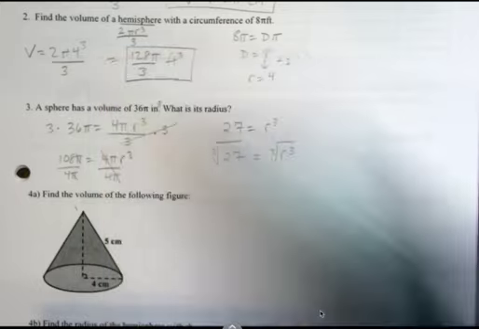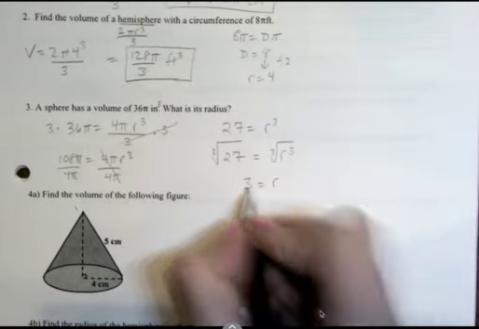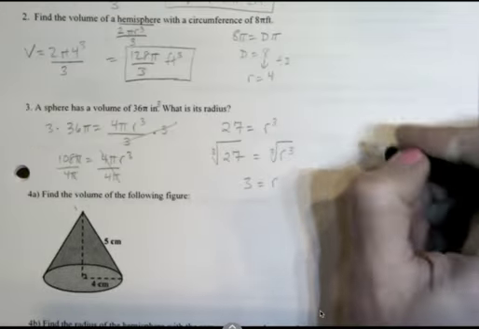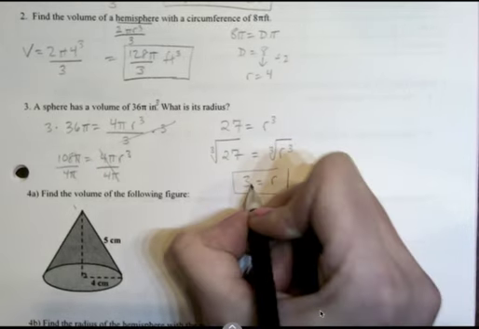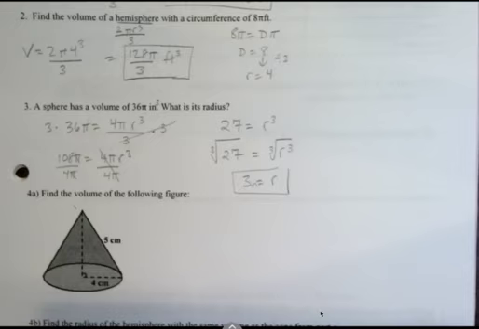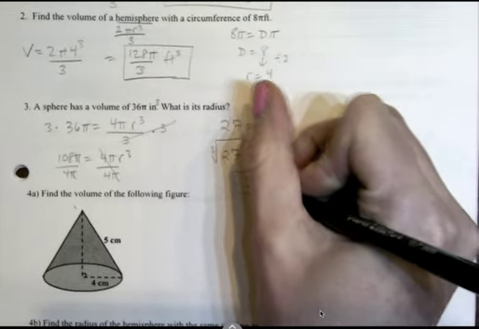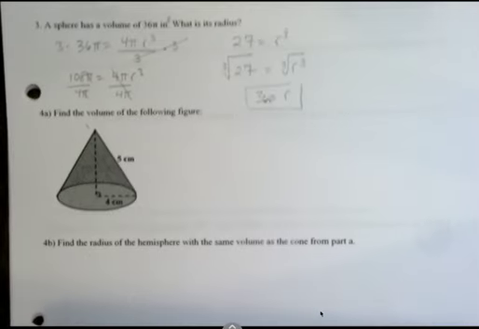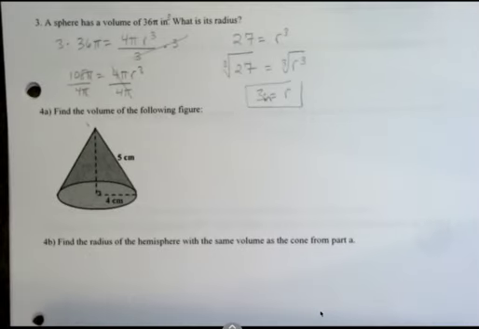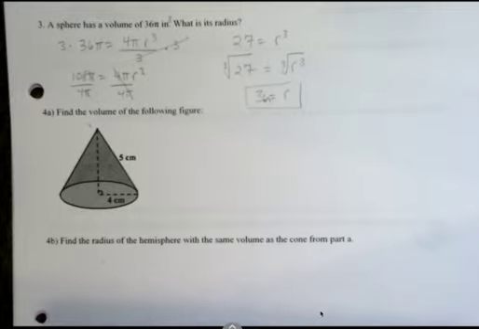So the cube root of 27 is 3, and that's because 3 times 3 times 3 equals 27. So this is my radius, and it'll be in inches. Okay, now this says find the volume of the following figure. Find the radius of the hemisphere with the same volume as the cone from part A.